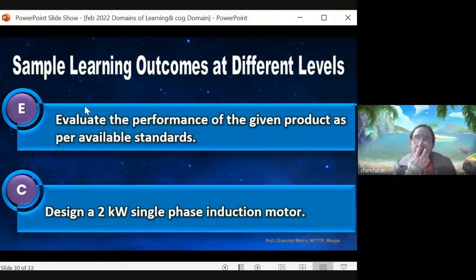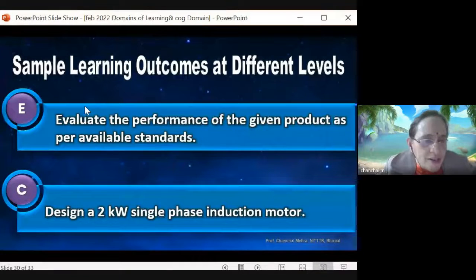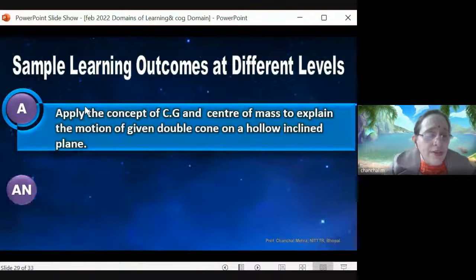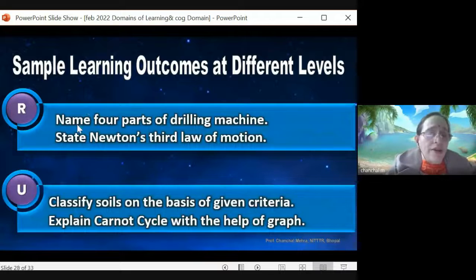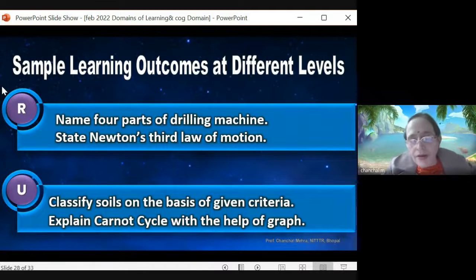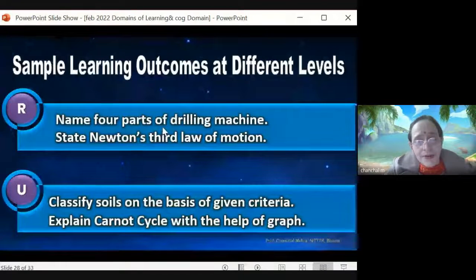So you will find that in all these examples, these are just samples. All these learning outcomes start with a verb. Of the 6 outcomes I have shown you, many of you are familiar with the guideline principle used for formulating learning outcomes. It must start with a verb, and the trailing end must specify the context. For example, name 4 parts of the drilling machine. So this context can be changed as per the need of the subject.